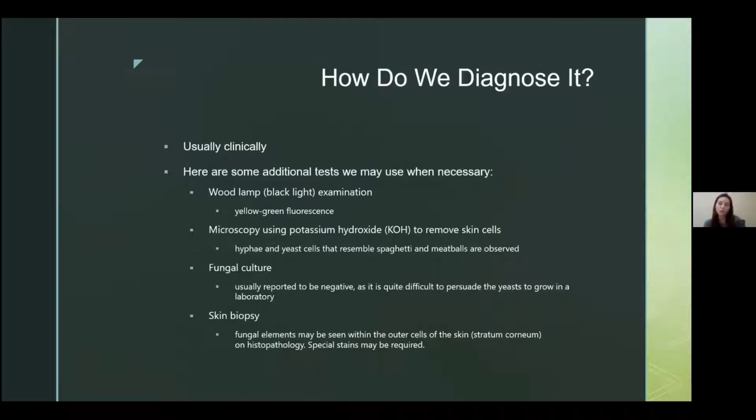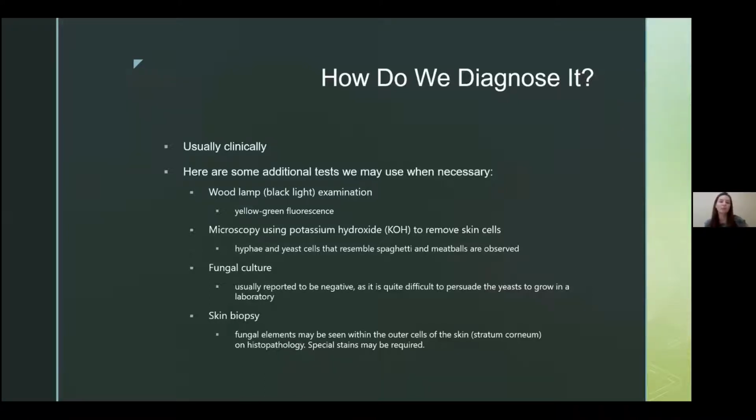So how do we diagnose this? We usually diagnose this clinically, so just by looking at it. But of course, we always have tests that we can use to help us in making the diagnosis. So sometimes, even if we see something clinically and it looks like it may be this, we may want to consider other conditions, because there are other skin conditions that can look similar to this.